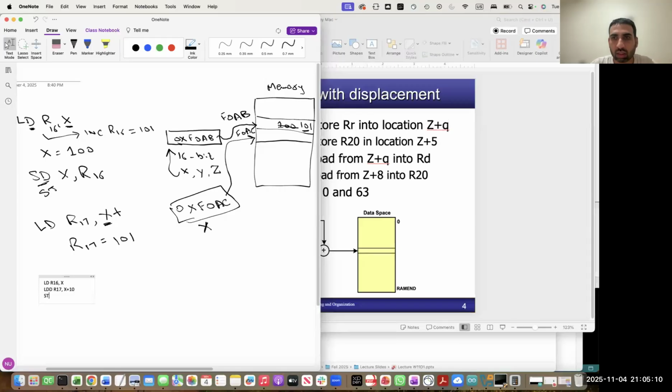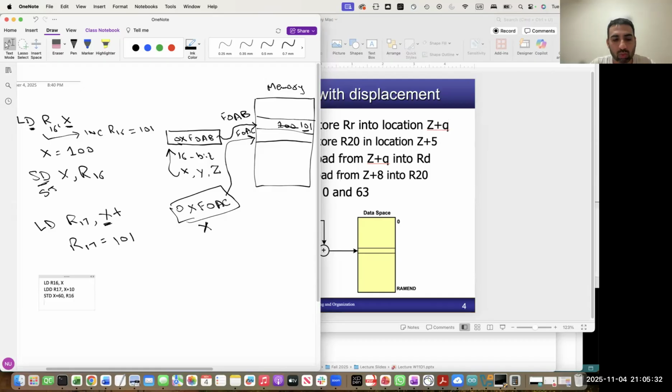What is wrong with the third one? There are two issues. You need to use store with displacement and you cannot have a displacement of greater than 80. So it should be a number less than or equal to 63, right? So that is also wrong. So let's say I'm putting some number which is less than 63, or 16.